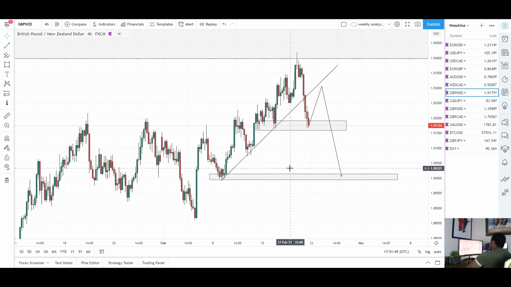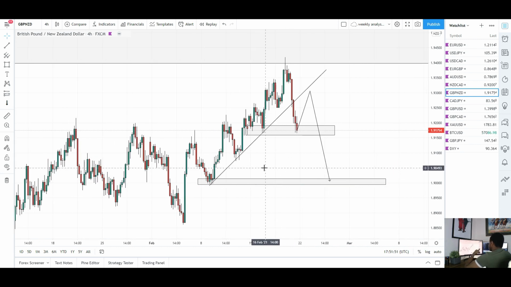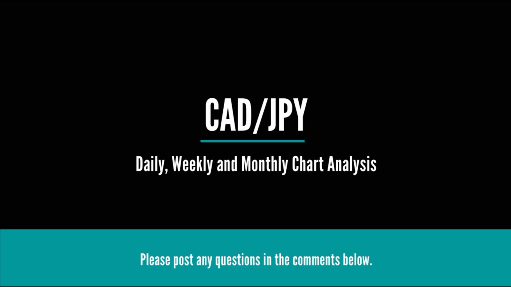But I think the bigger move for GBP is to the downside, likely to see a bit of retrace first, maybe give us a lower high, and then see a nice drop to the downside for GBP for next week. Next, we're going to move on to CAD JPY.